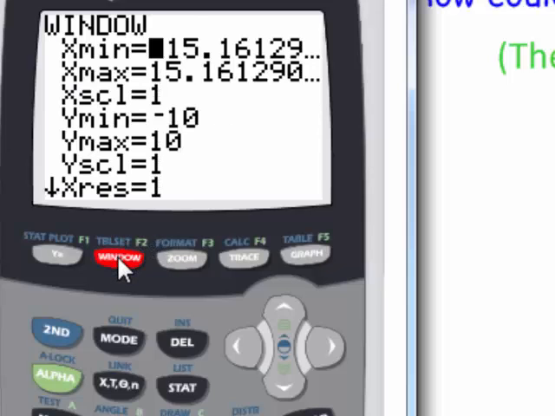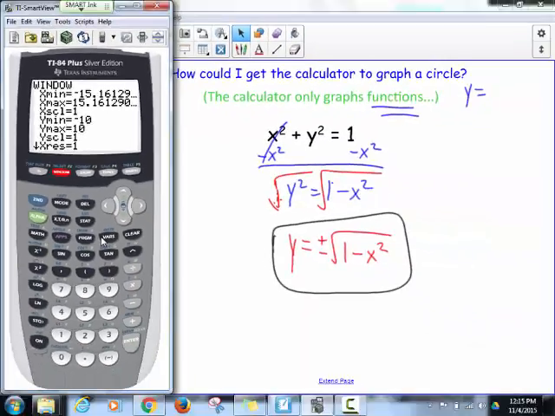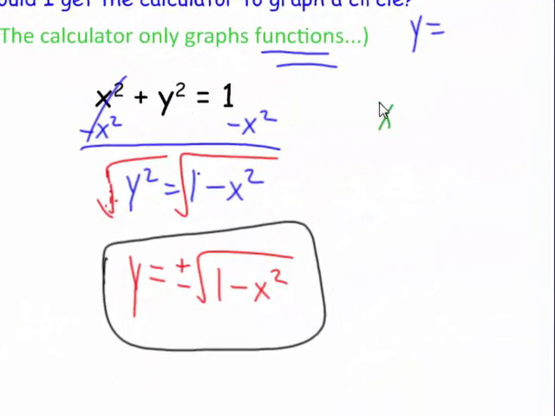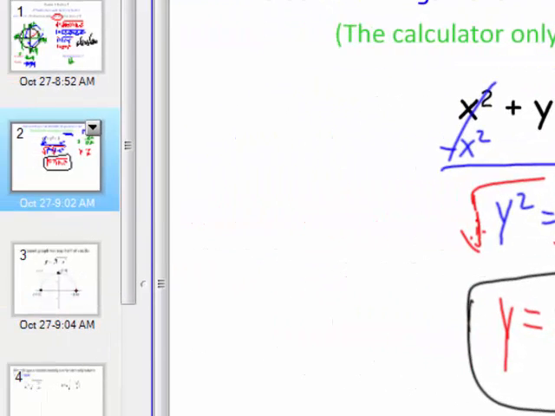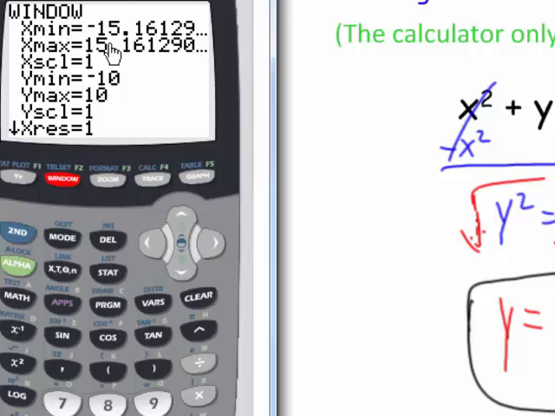So if I go to my window, in order to zoom in on it, I have to keep the same ratio of numbers of my x's and y's. So since I have about negative 15.16, I'm going to write that. So my x's, I got negative 15.16 to 15.16, and my y's were negative 10 to 10. So if I want to keep the same ratio, I just have to divide them all by the same number. So maybe I might want to divide these all by 2. So let's go ahead and do that.